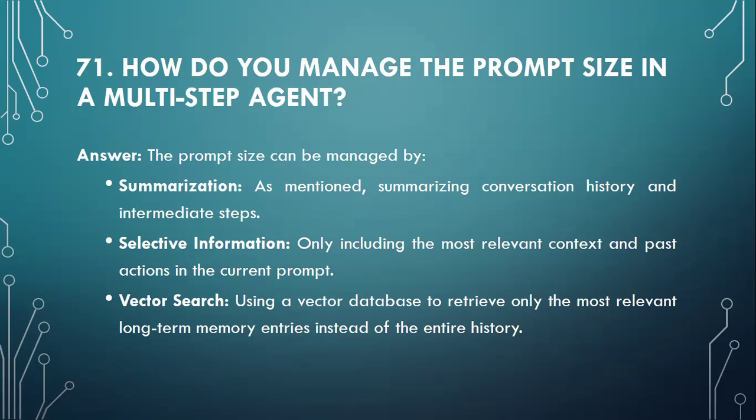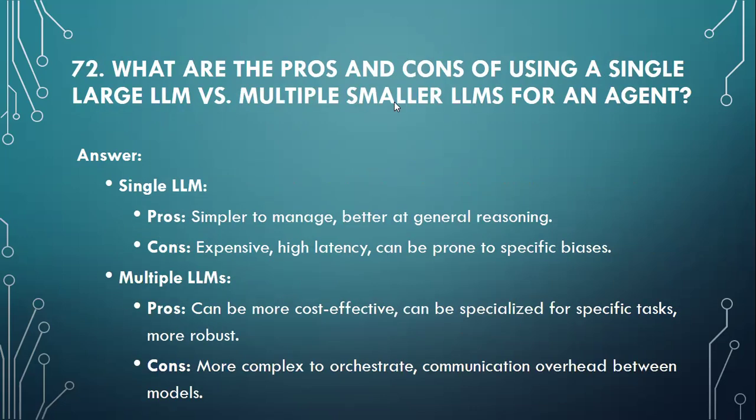Moving to question number 72. What are the pros and cons of using a single large LLM versus multiple smaller LLMs for an agent?